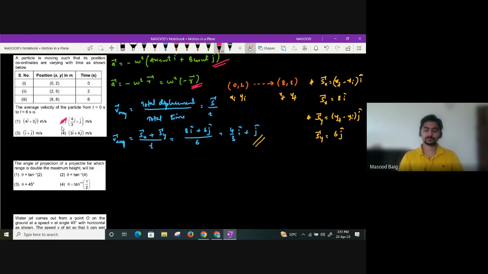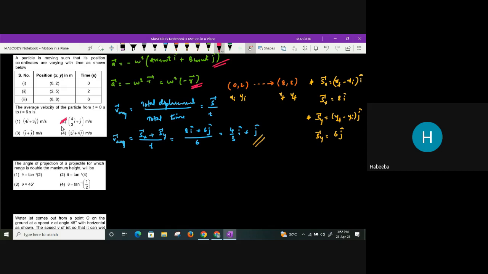Clear, everyone? Basic logic: average velocity is always total displacement divided by total time. Average speed is always total distance divided by total time. Understood? Yes, sir.